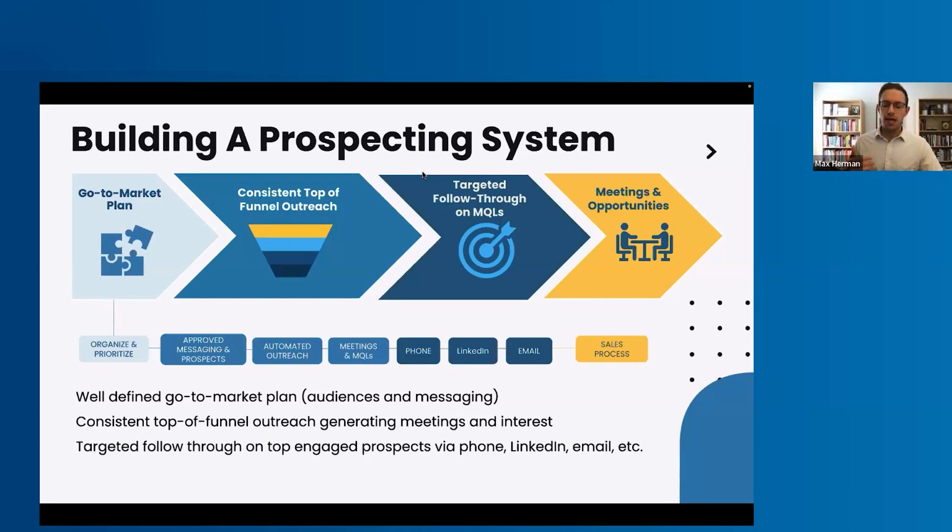We recommend, I think it is a 16-point cadence that includes email outreach, phone calls, and LinkedIn messages. But essentially what it does is it just allows you to have a predictable process. So you can come in and sit down every morning and say, okay, these are the calls I need to make. These are the people I need to follow up with on LinkedIn.